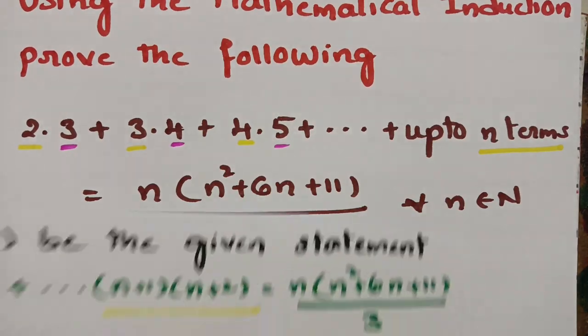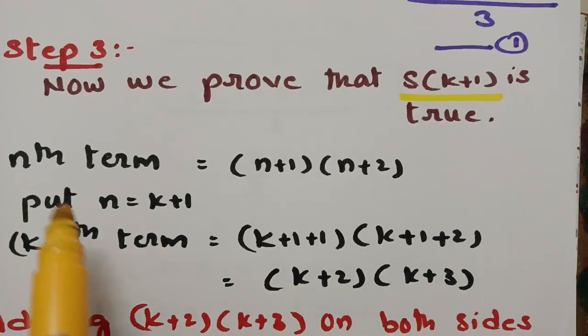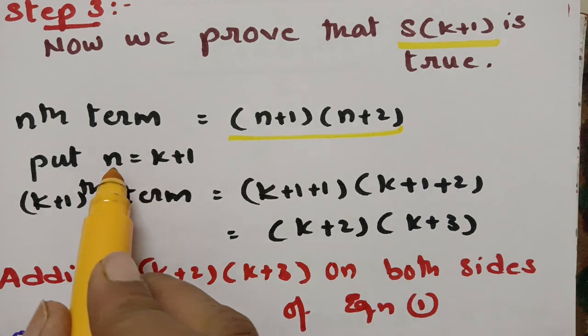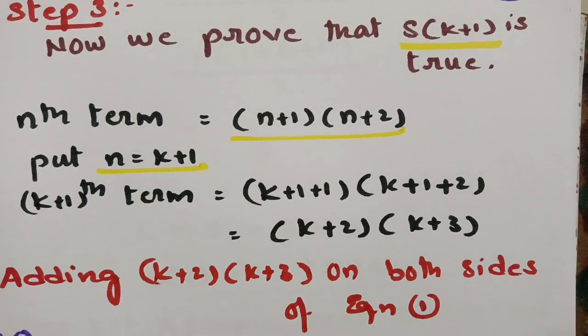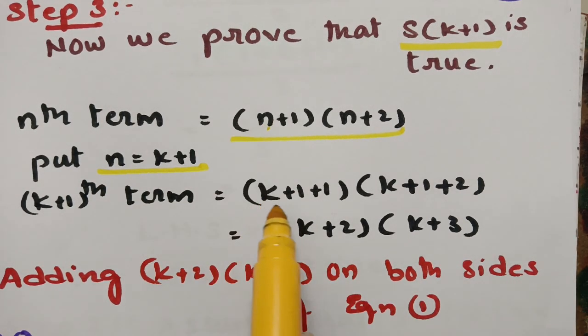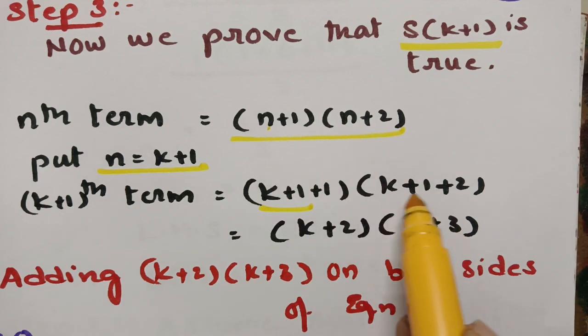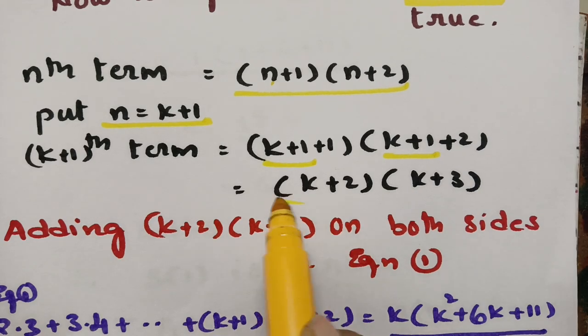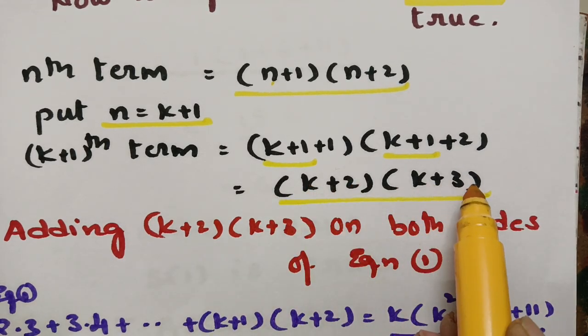We have substituted here and see here, nth term is n plus 1 into n plus 2, and in this if I keep n is equal to k plus 1, so in place of n as k plus 1, this will be k plus 1, and in place of n as k plus 1, this will be k plus 2, and total this will be k plus 2 into k plus 3.